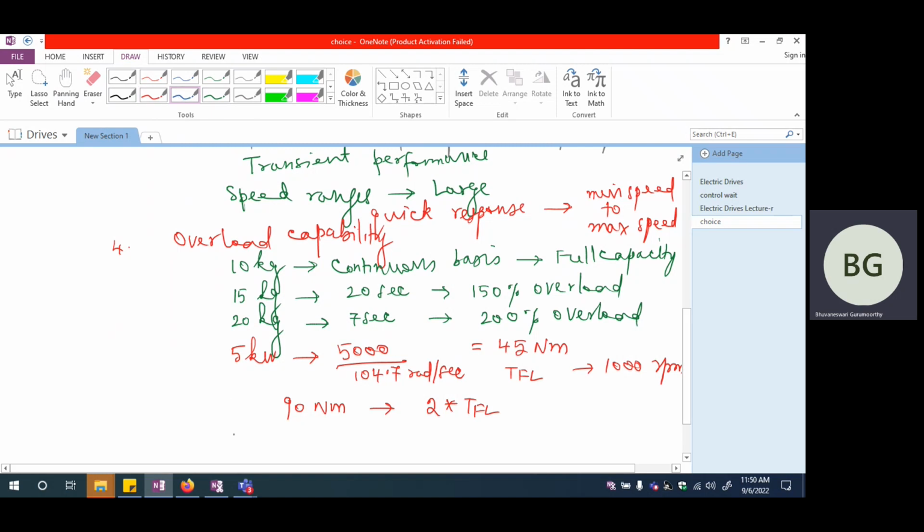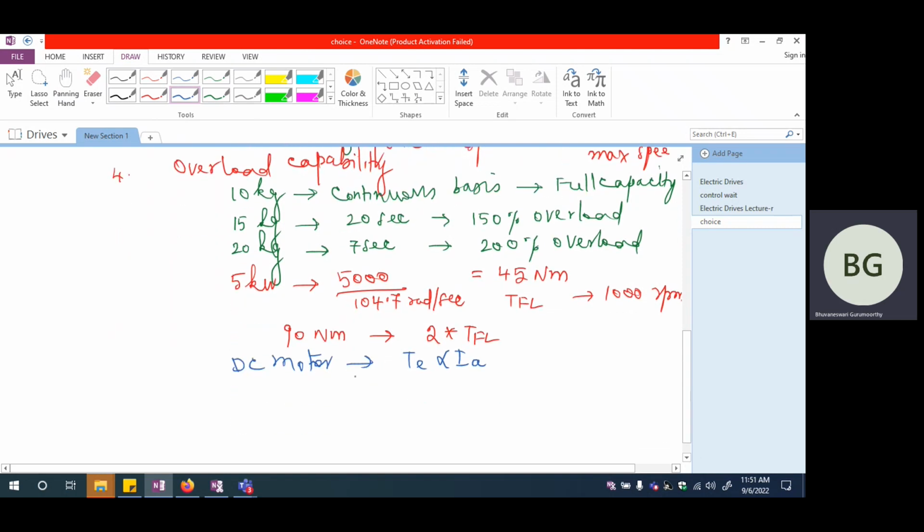So for example, if it is a DC motor, we already said that the torque is proportional to IA. The armature current is going to essentially decide how much is the torque deliverability of the machine. So unless I increase the armature current to twice the rated value, I will not be able to deliver twice the rated torque from this machine, even for a short duration.